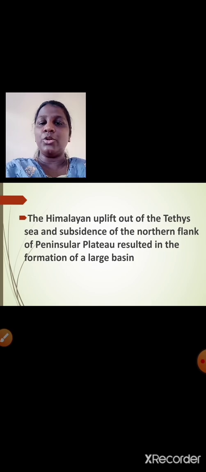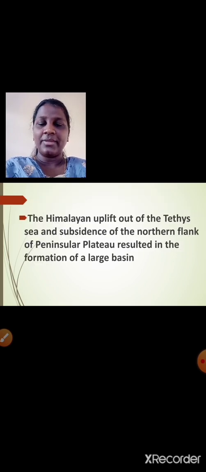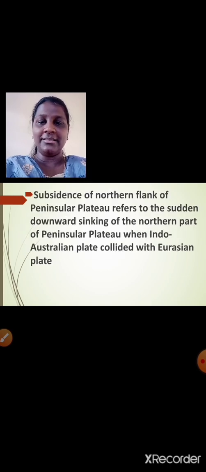And the subsidence of the northern flank of Peninsular Plateau. Now what is the subsidence of the northern flank of Peninsular Plateau? Let us see. Subsidence of northern flank of Peninsular Plateau refers to the sudden downward sinking of the northern part of Peninsular Plateau when the Indo-Australian plate collided with the Eurasian plate. So because of the downward sinking of the northern part of peninsular plateau and the Himalayan uplift of the Tethys Sea, what happened? Formation of a large basin. I hope it's clear. I will make you understand.